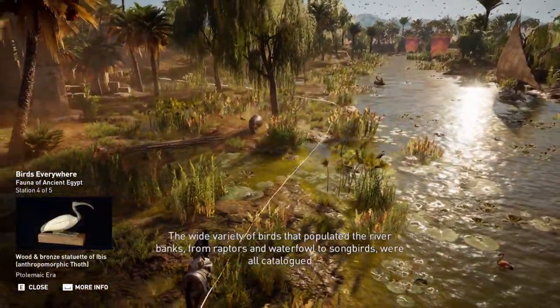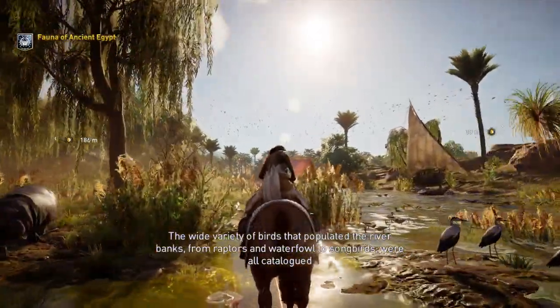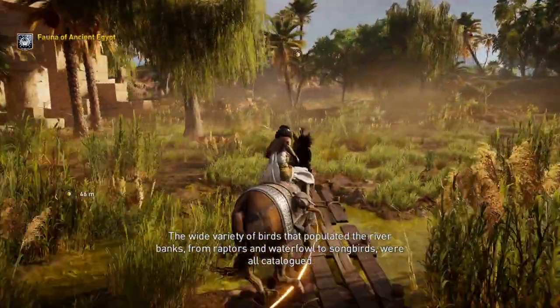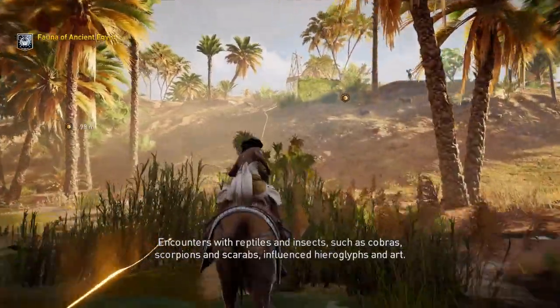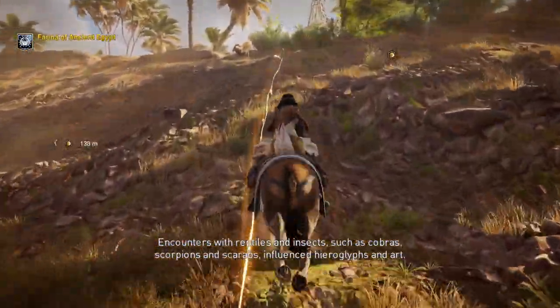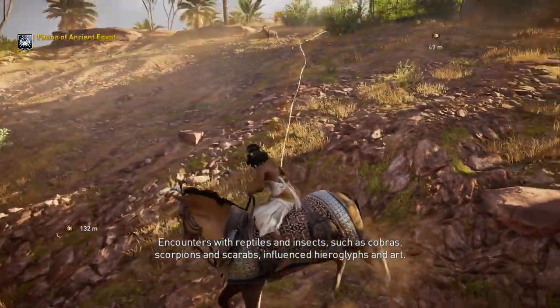The wide variety of birds that populated the riverbanks, from raptors and waterfowl to songbirds, were all cataloged within Egyptian hieroglyphic signs. Encounters with reptiles and insects, such as cobras, scorpions, and scarabs, influenced hieroglyphs and art.